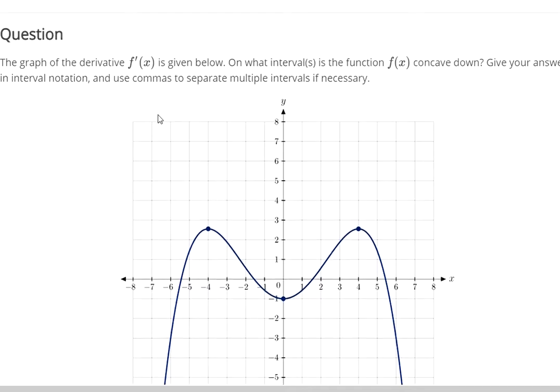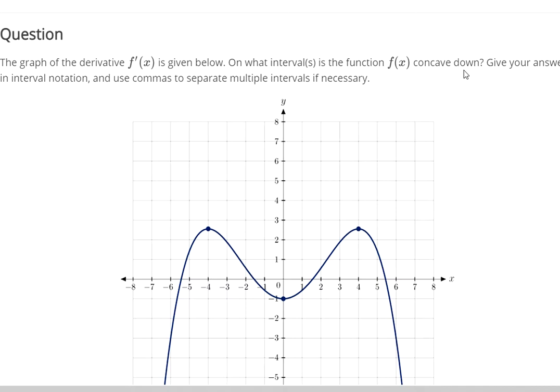So this question is asking us to say where the function f of x is concave down. A function is concave down if the slopes are decreasing. Okay, we're not saying whether the slopes are positive or negative. Concavity is talking about how fast the slopes are changing. So for a function to be concave down, it means that the slopes have to be decreasing. So it's like the slopes of the slopes.